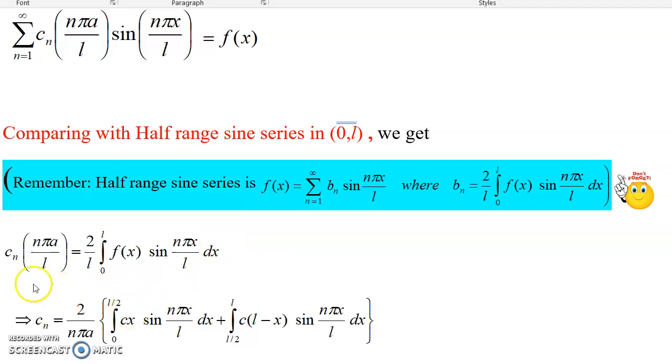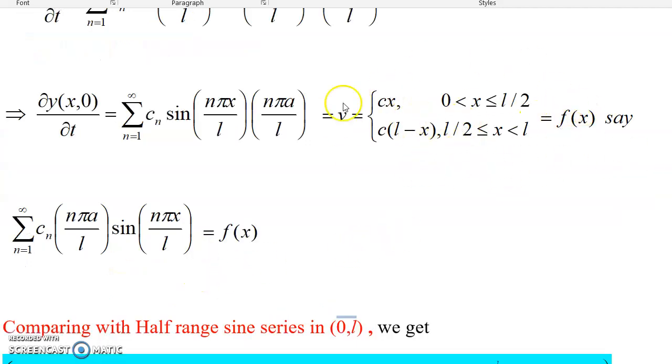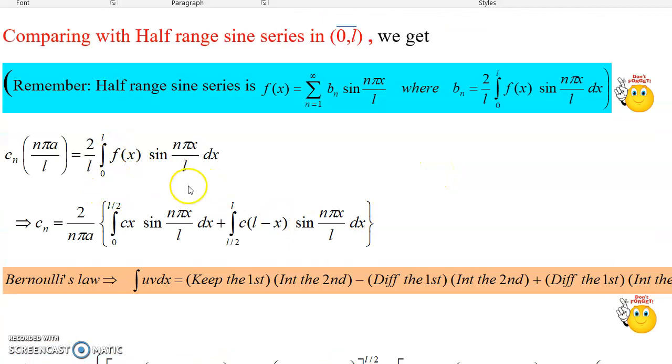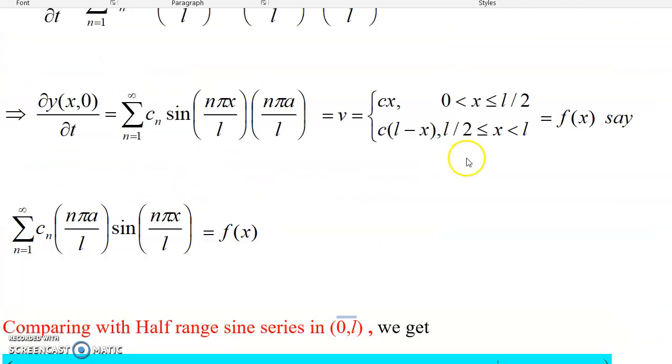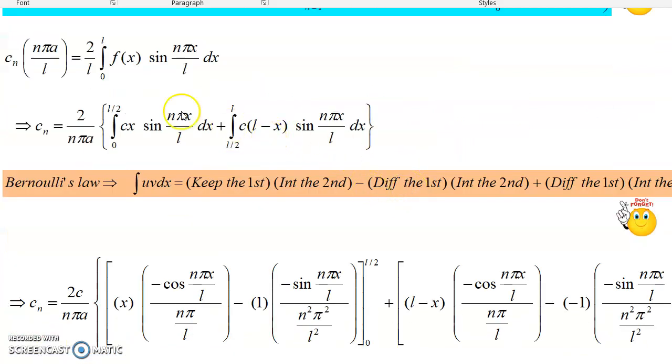Now let us substitute. Taking this n pi a by L immediately to the right side, you have 2 by n pi a into, substitute what is f of x. What is f of x? This function. So look at this f of x. In 0 to L by 2 it is cx. In L by 2 to L it is c into L minus x. So this integration 0 to L we have to split into 2. In 0 to L by 2 the function f of x is cx. Then in L by 2 to L the function is c into L minus x. So substitute, splitting into 2 integrals.